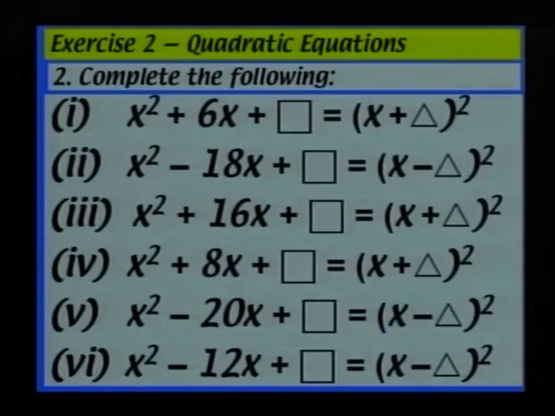All right. Next exercise, number 2. This time you are to put half of 6 squared to the square and then factorize it again. So in number 1, part 1, the number that should go in the square is 9. The number that should go in the triangle is 3. Okay. Vui, you have the pleasure of telling us the answers for number 2.